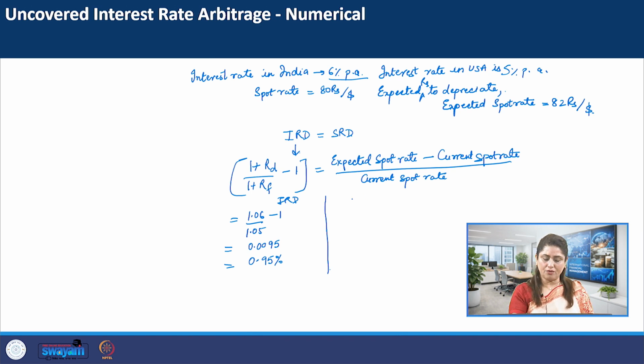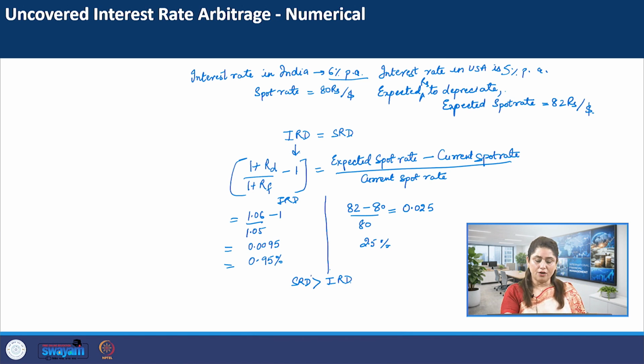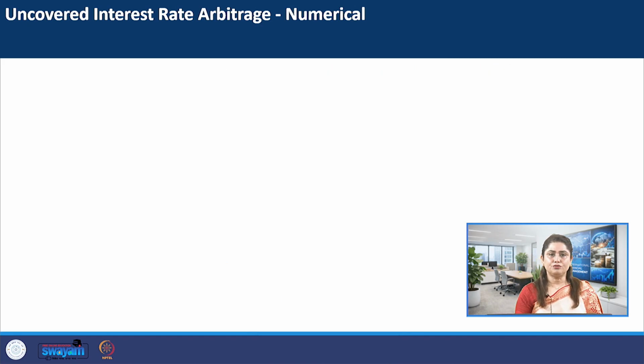Here the expected spot rate is 82, the current spot rate is 80, divided by the current spot rate. So this comes out to be 0.025, or we can write it as 2.5%. So in this case we have found that the spot rate differential is greater than the interest rate differential. So we should take the advantage of the spot rate rather than the interest rate. Now let us do the process.